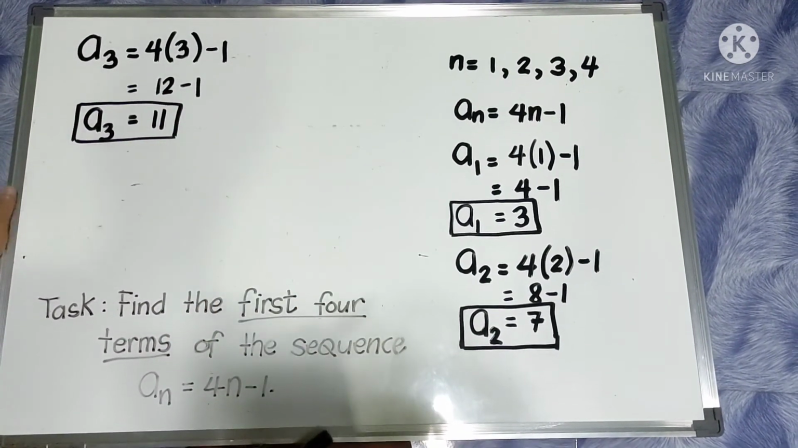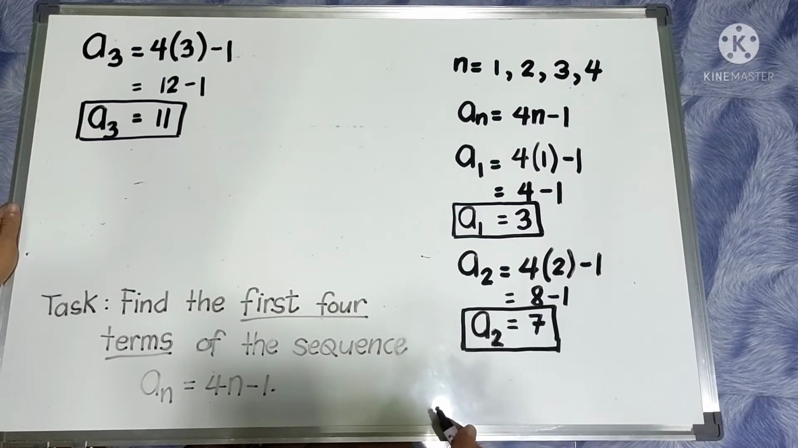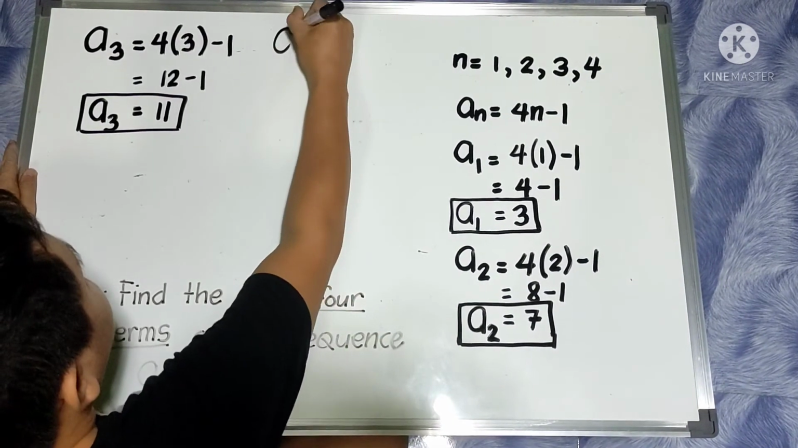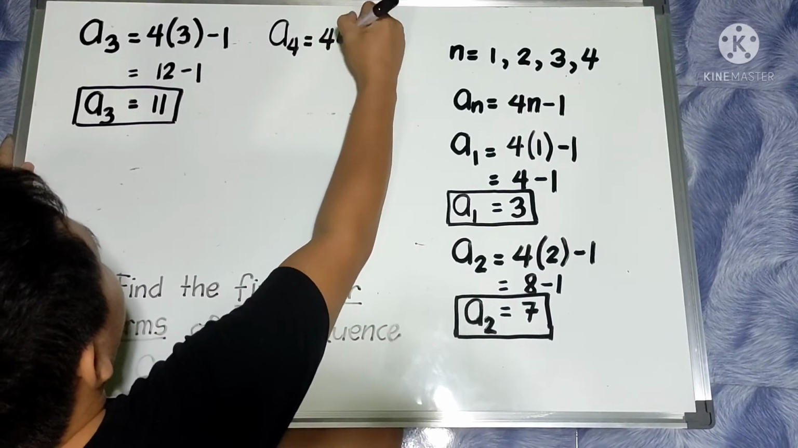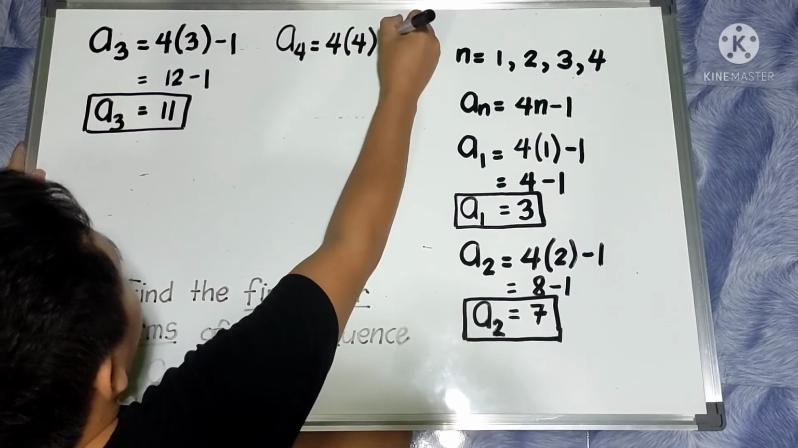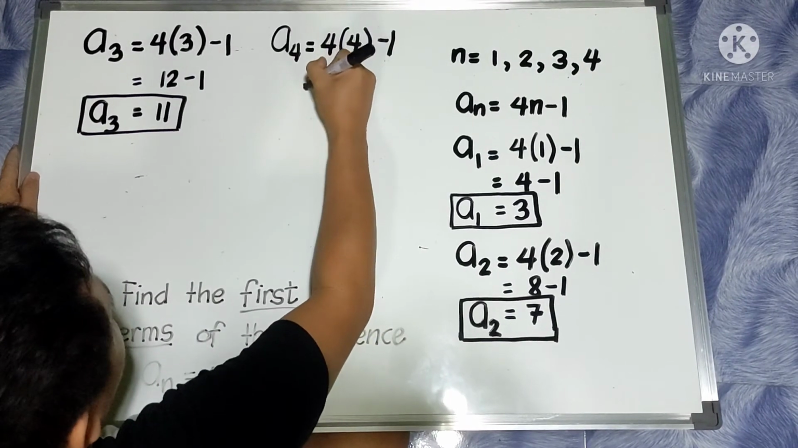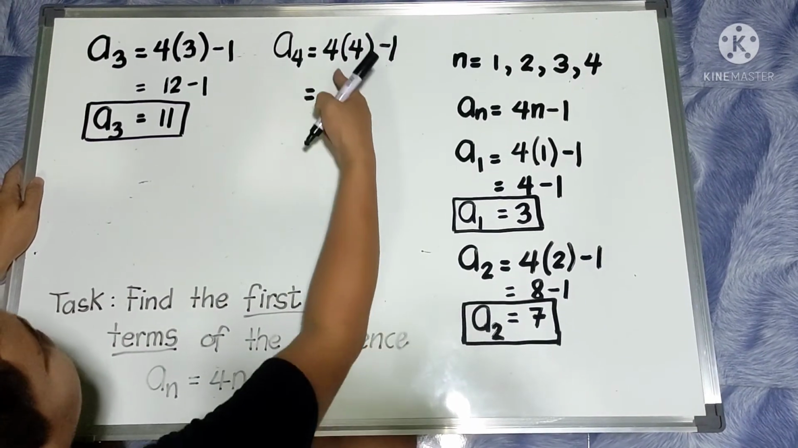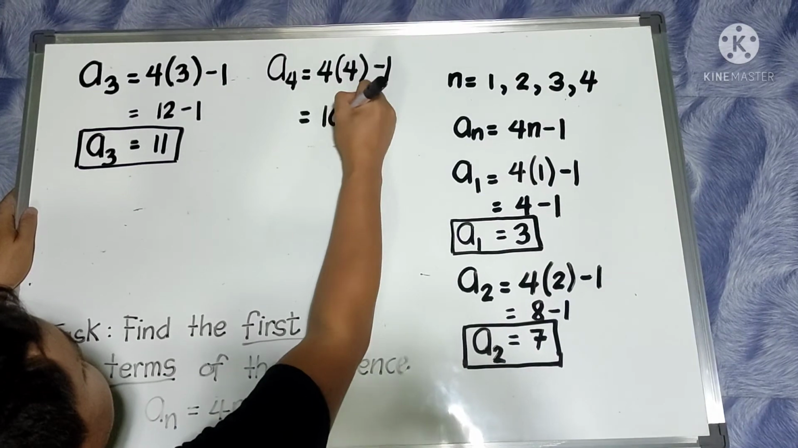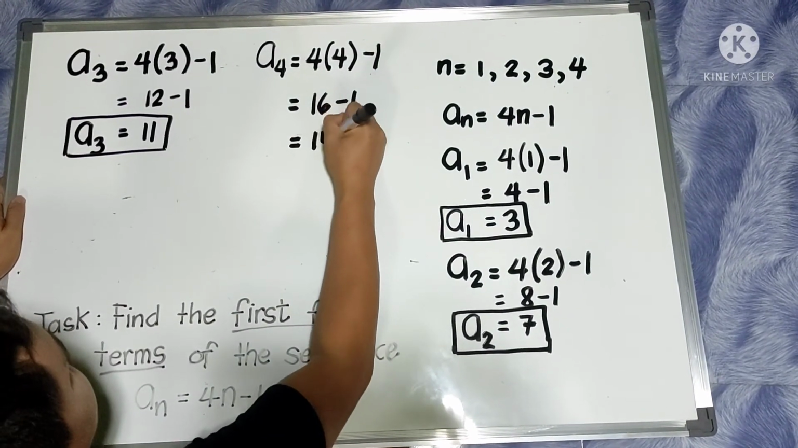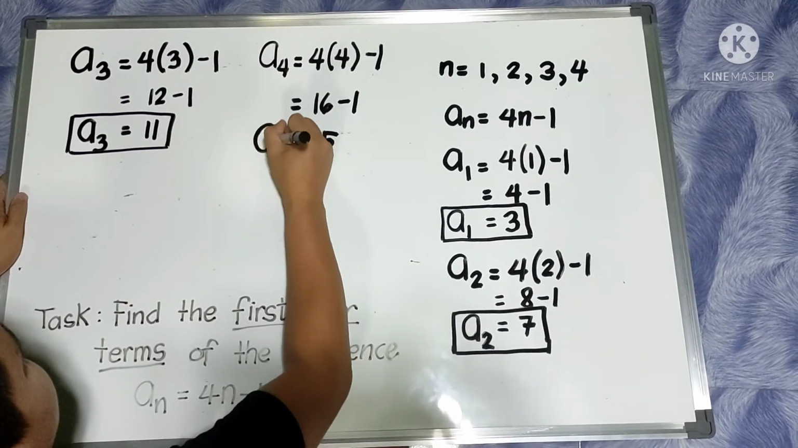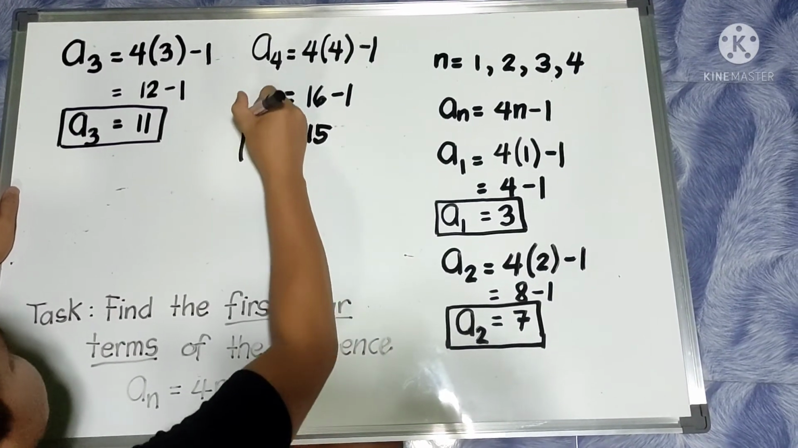Okay? Now let us solve a sub 4. A sub 4 is equal to 4 times 4 minus 1. And that is equal to 4 times 4 is 16. Copy, minus 1. 16 minus 1 is 15. So that is your a sub 4.